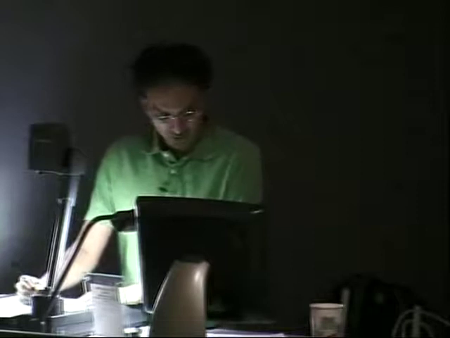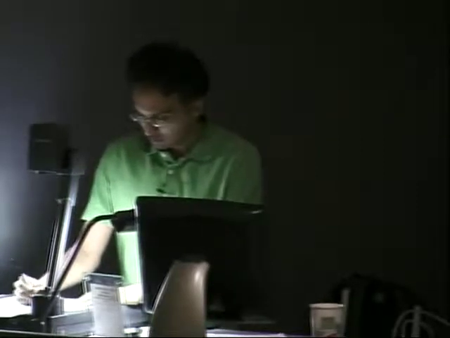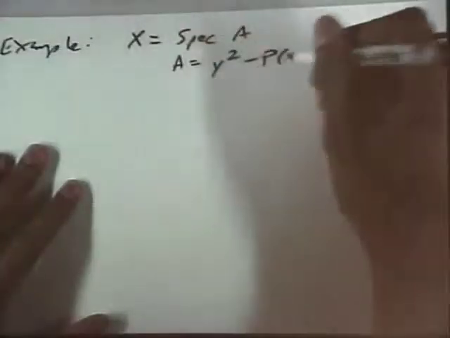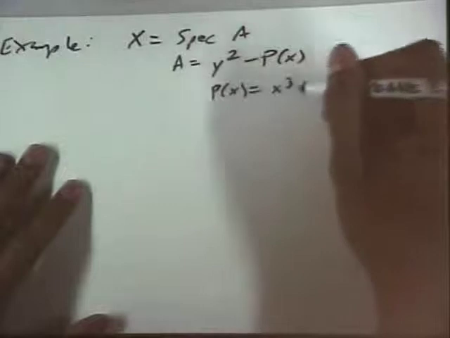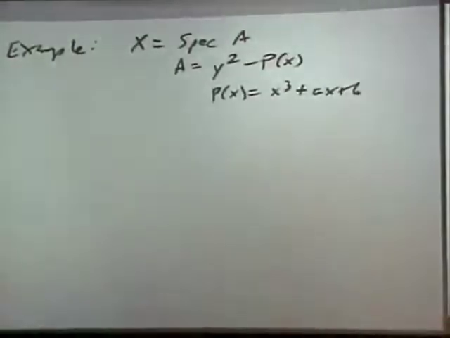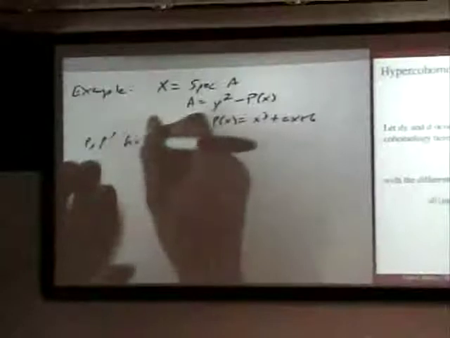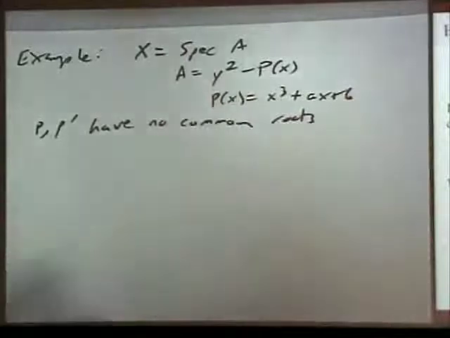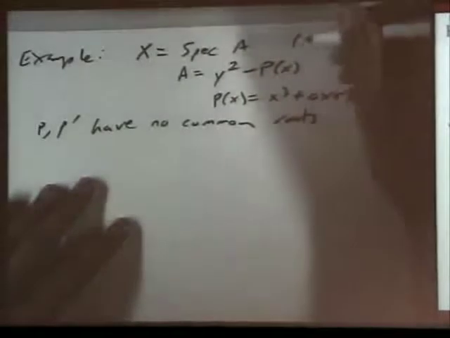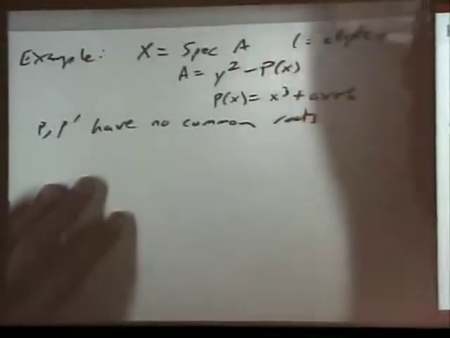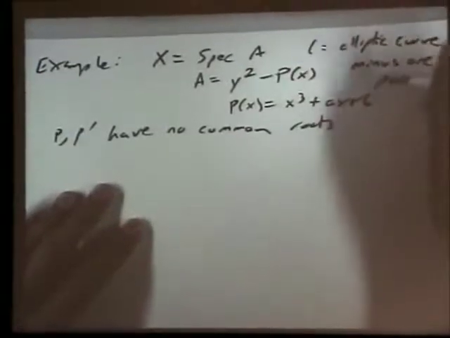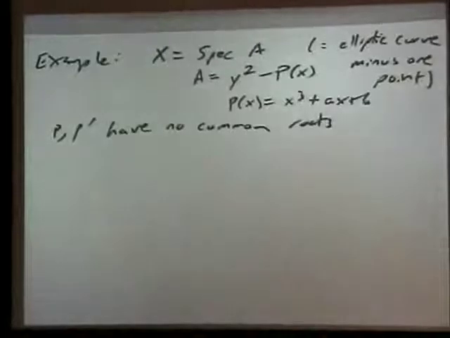Great. So the example is going to be an affine part of an elliptic curve. So X is going to be Spec A, where A is K[x,y] modulo y squared minus p of x, and p of x is x cubed plus ax plus b. You want p and p prime to have no common roots, i.e. p has no repeated roots, so that you actually get an elliptic curve when you put in the point at infinity. So this is an elliptic curve minus 1 point. And since my characteristic is 0, I don't have to worry about whether Weierstrass equations are OK, because they are.